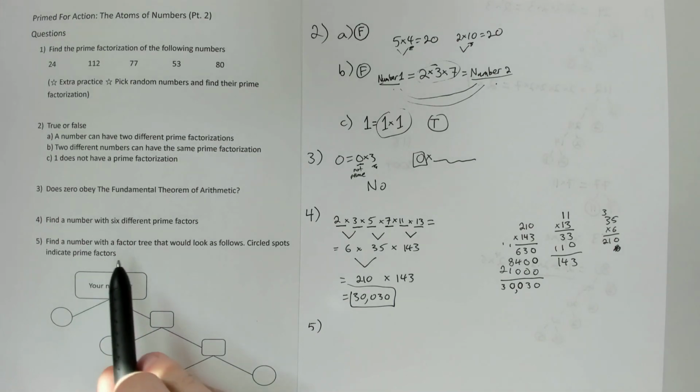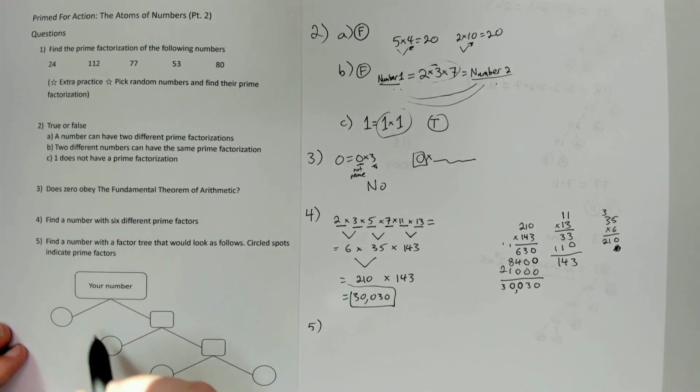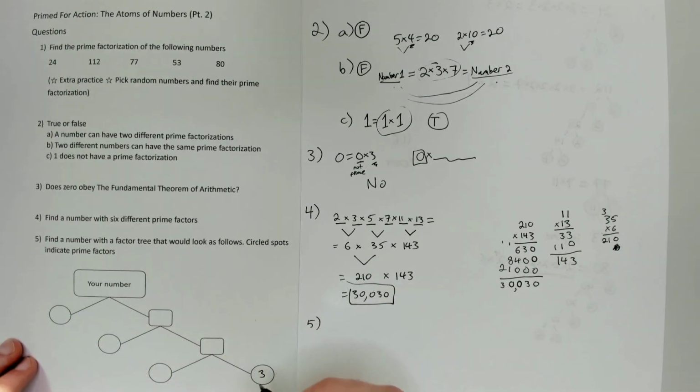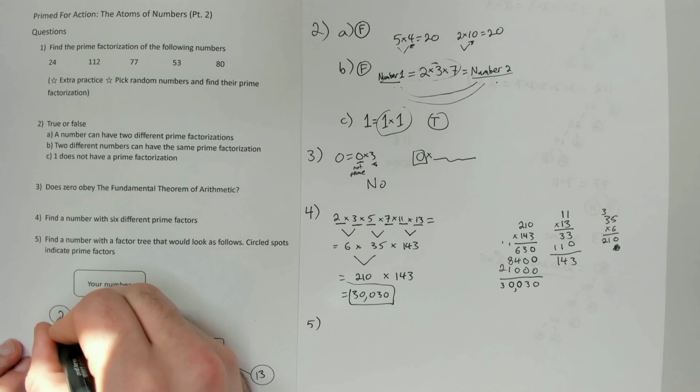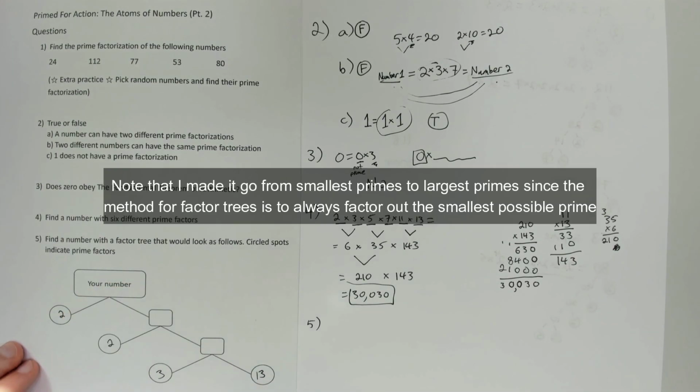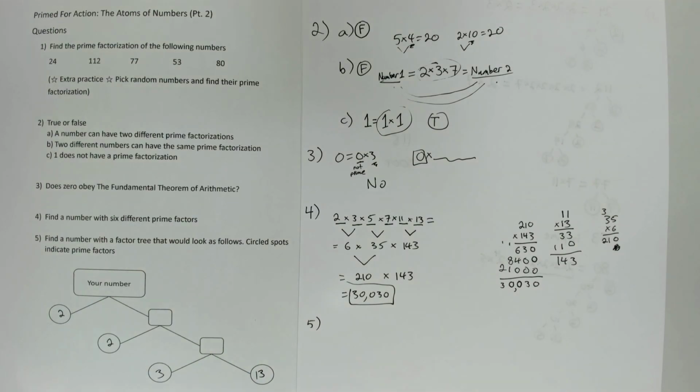So we want to find a number with a factor tree that looks like this, right here. So circled spots indicate prime factors. All right, so what we basically need is a number where when we factor it, we're going to get a bunch of prime factors here. So what we can do is just start by putting prime numbers in these circled spots. Maybe I'll put 13 here, 3 here, 2 here, and 2 here. So we're basically saying that the prime factorization of this number is 2, 2, 3, and 13. So these are the prime numbers that we got by decomposing the number into primes.